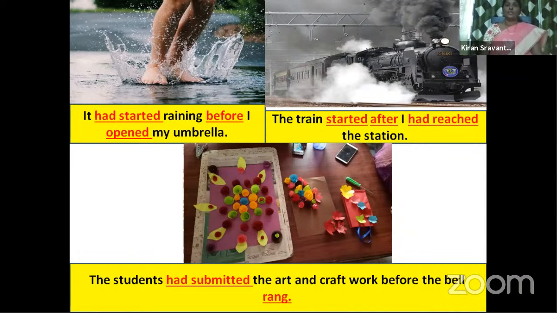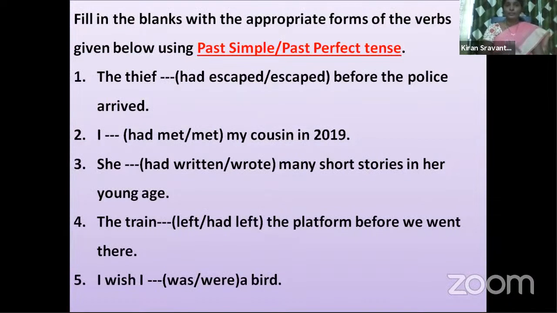The bell rang. So two completed actions. What was the first completed action? Students submitting the art and craft work. And what is the later completed action? The bell rang. So we use the students had submitted, as it is the first completed action. The students had submitted the art and craft work when? Before the bell rang. So fill in the blanks with the appropriate forms of the verbs given below using past simple or past perfect tense.